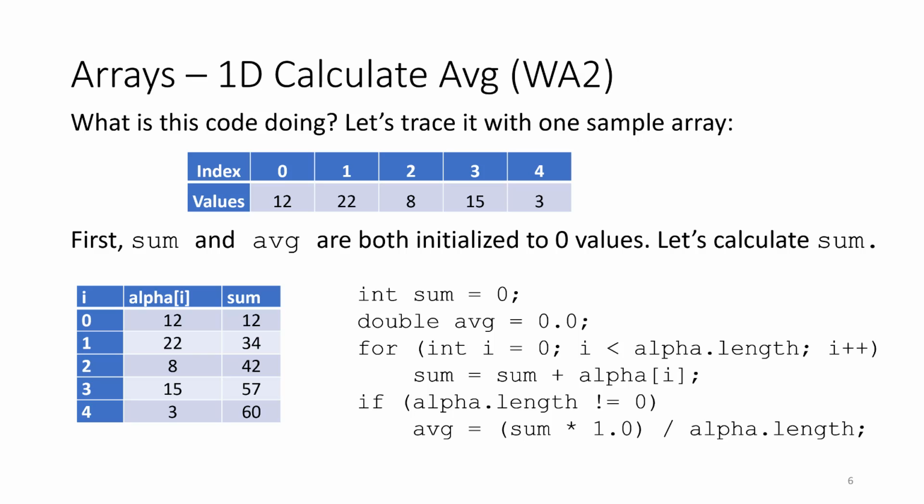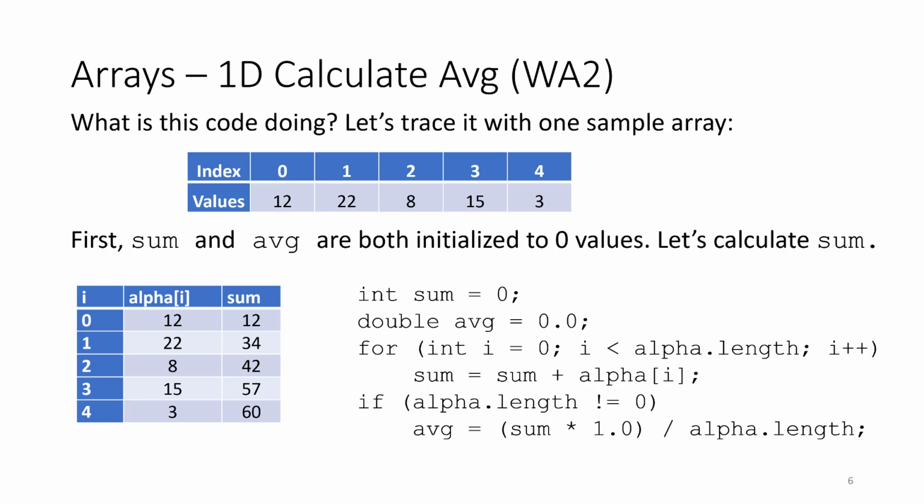When i becomes 1, we add the value at alpha sub 1, or 22, to the value that's in sum. 12 plus 22 is then 34. Then i becomes 2, alpha sub 2 is 8, adding 8 to 34 gives us 42.